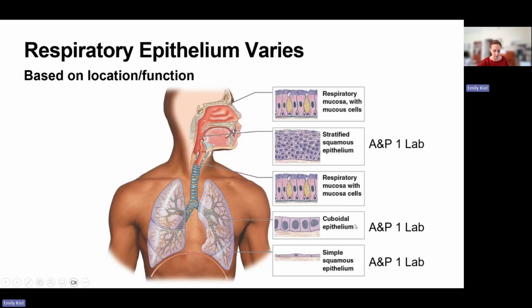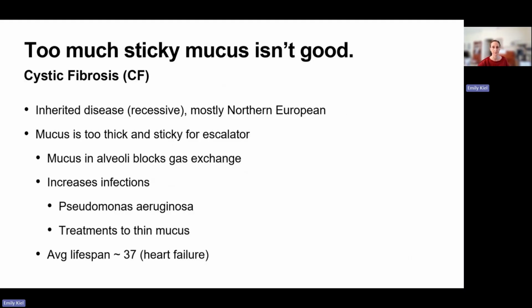As we move deeper into the narrow bronchioles, we're going to end up with this cuboidal epithelium. We saw this in AP1 lab. And then in the alveola or alveoli, we're going to have simple squamous epithelium. So one single layer of tissue that allows for gas exchange.